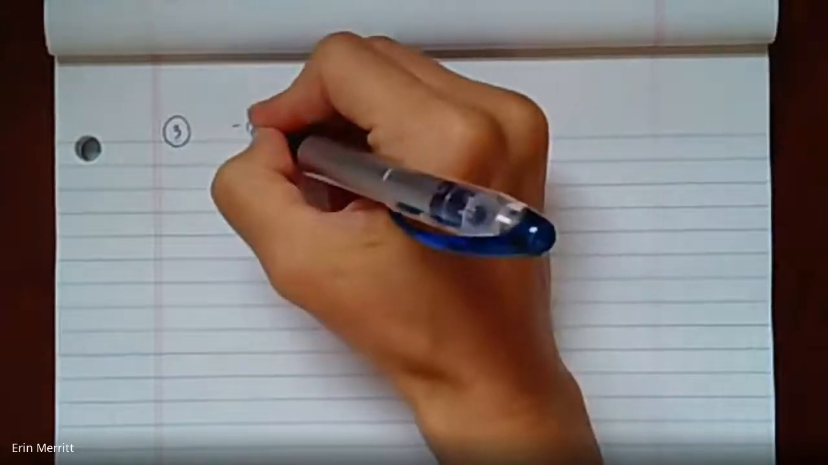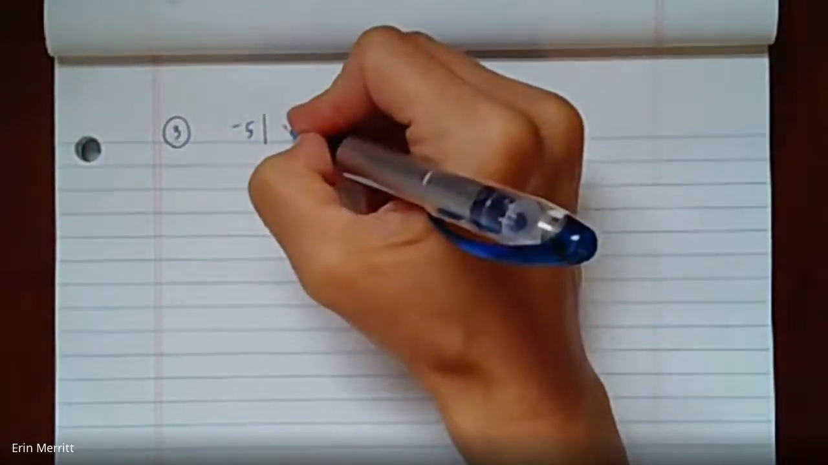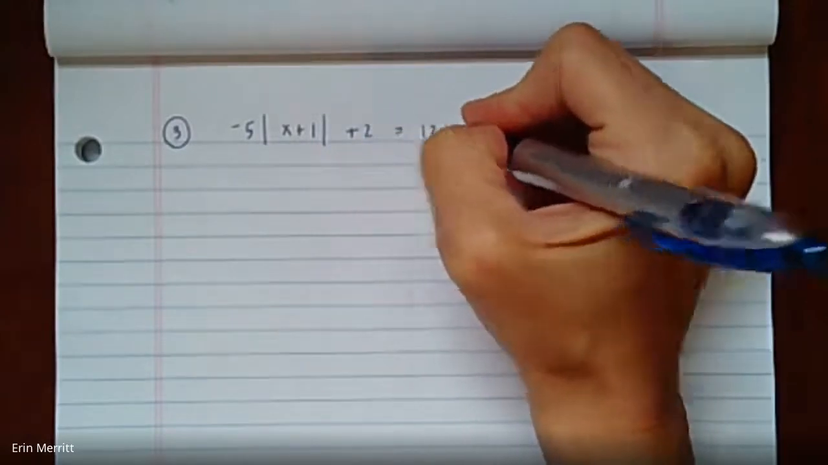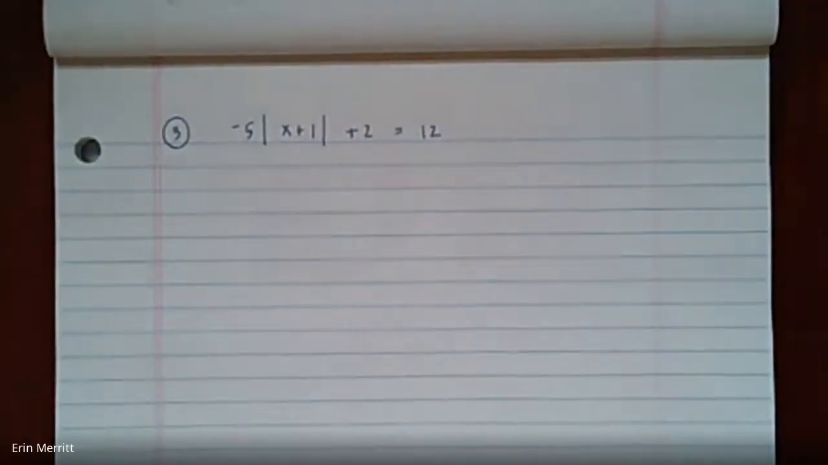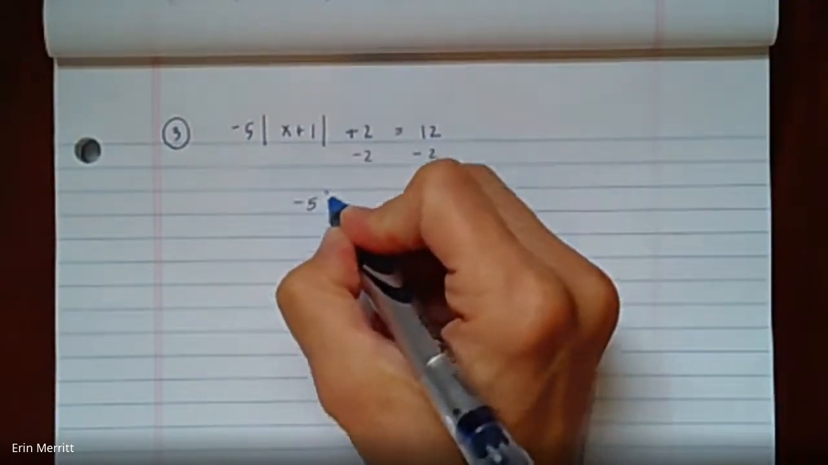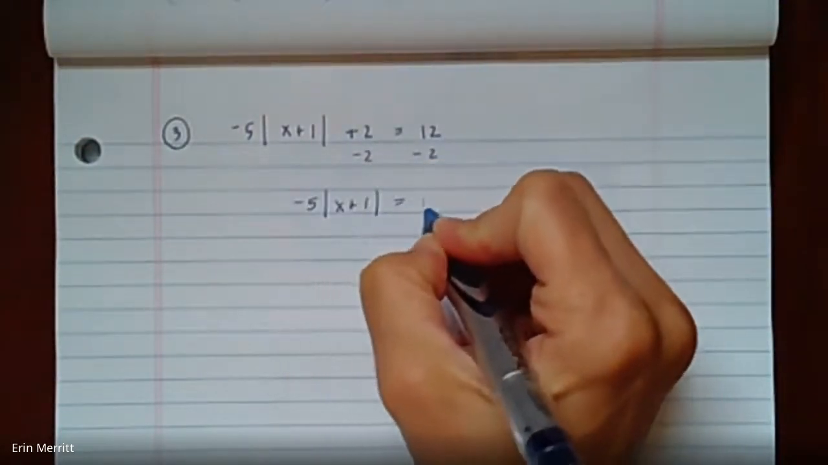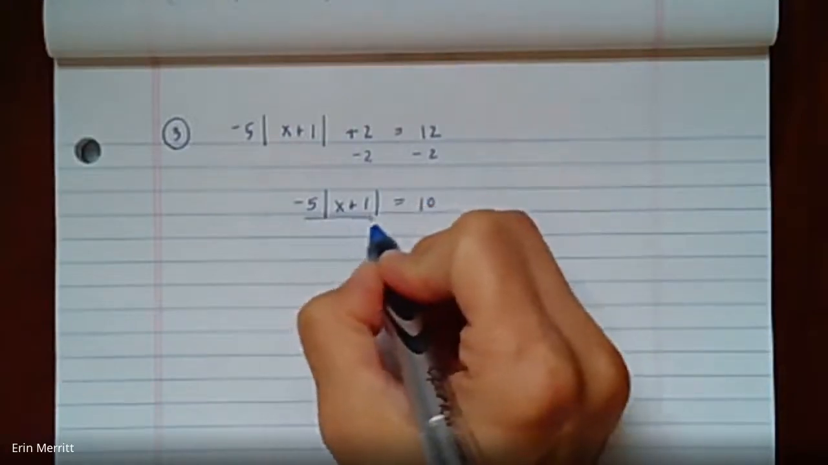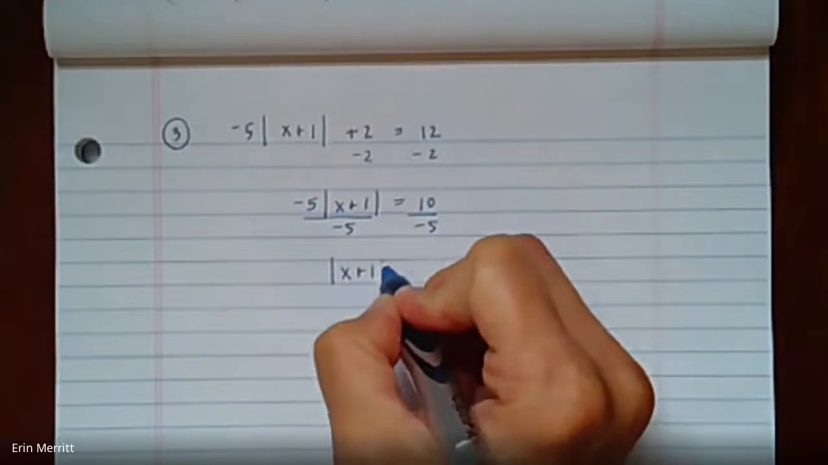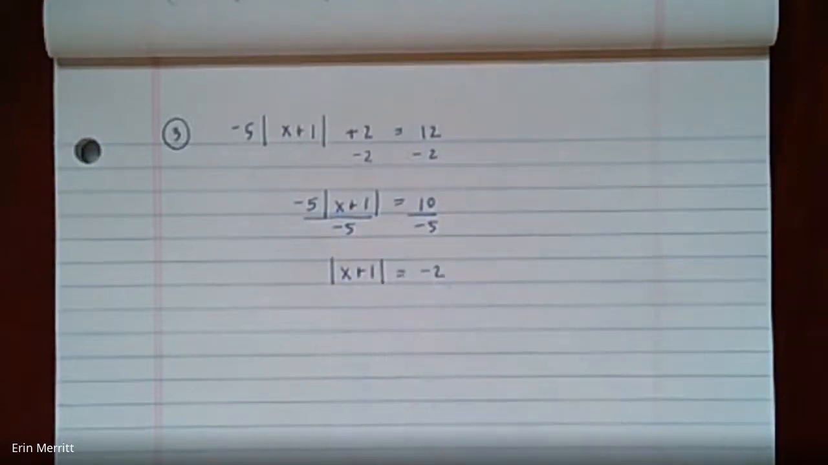We've got negative 5 times the absolute value of x plus 1, plus 2 equals 12. Okay, get it written down. Pause me anytime you need to. Rewatch anytime you need to. Let's go. Get that absolute value alone. So subtract 2. So we get negative 5 times the absolute value of x plus 1 equals 10. Divide by negative 5. We get the absolute value of x plus 1 equals negative 2.